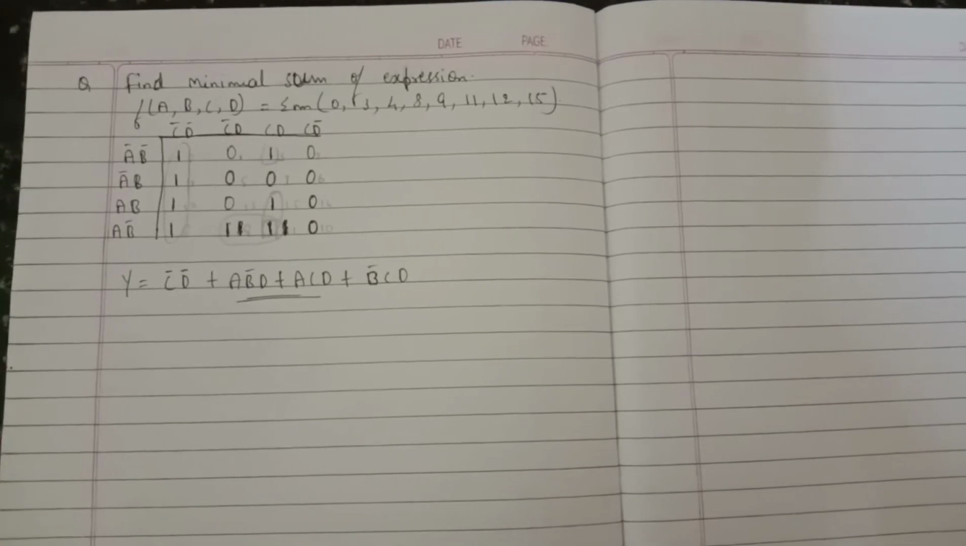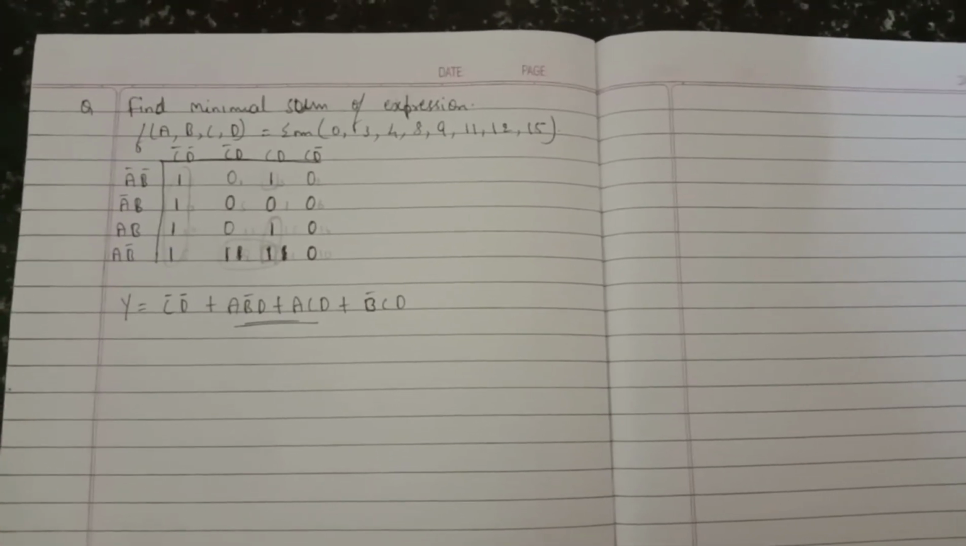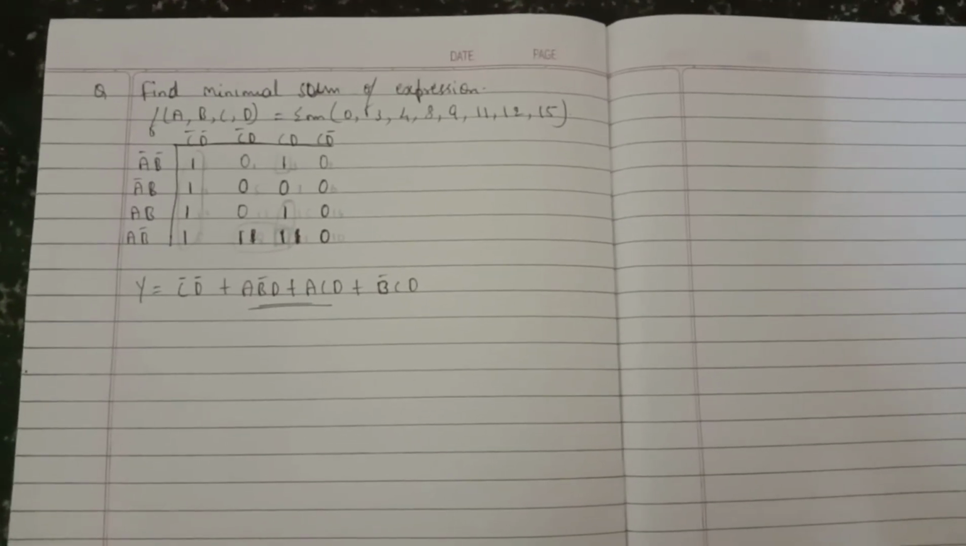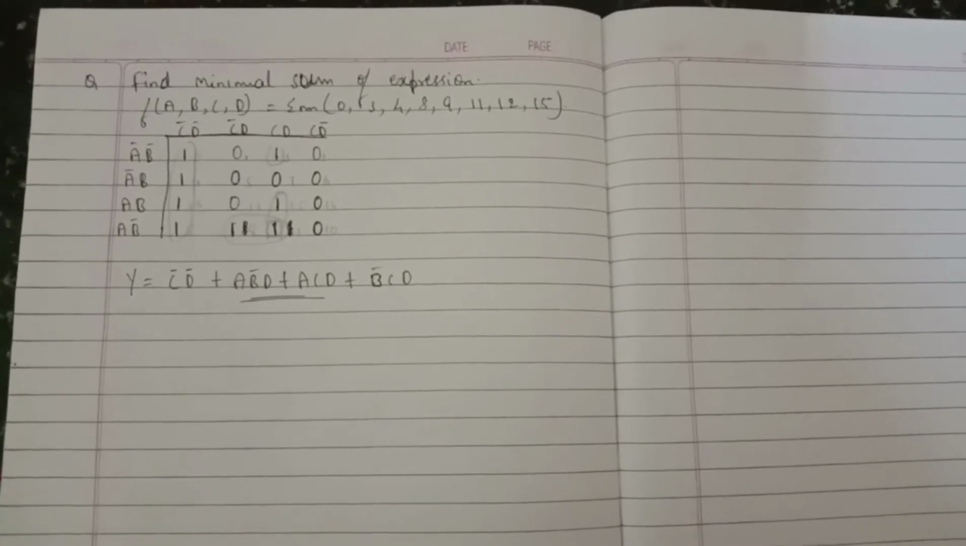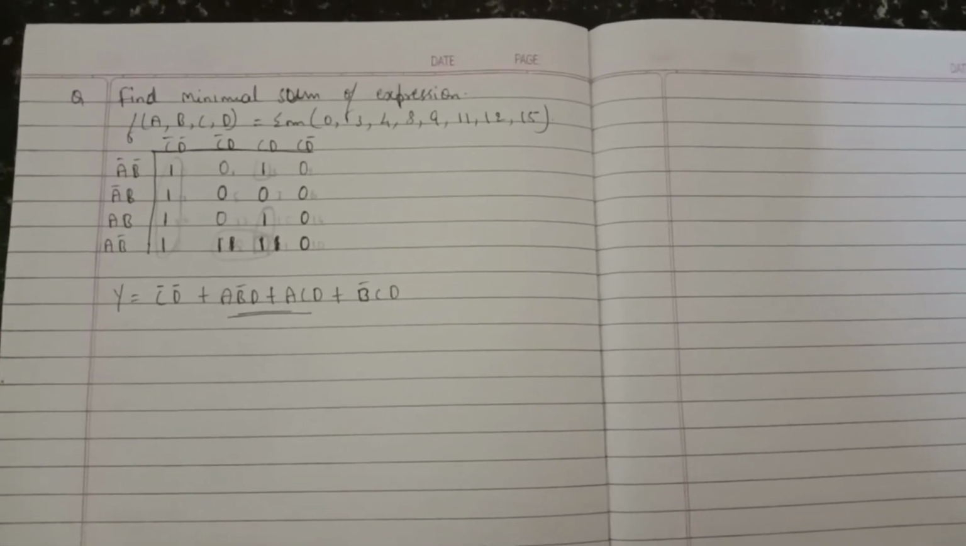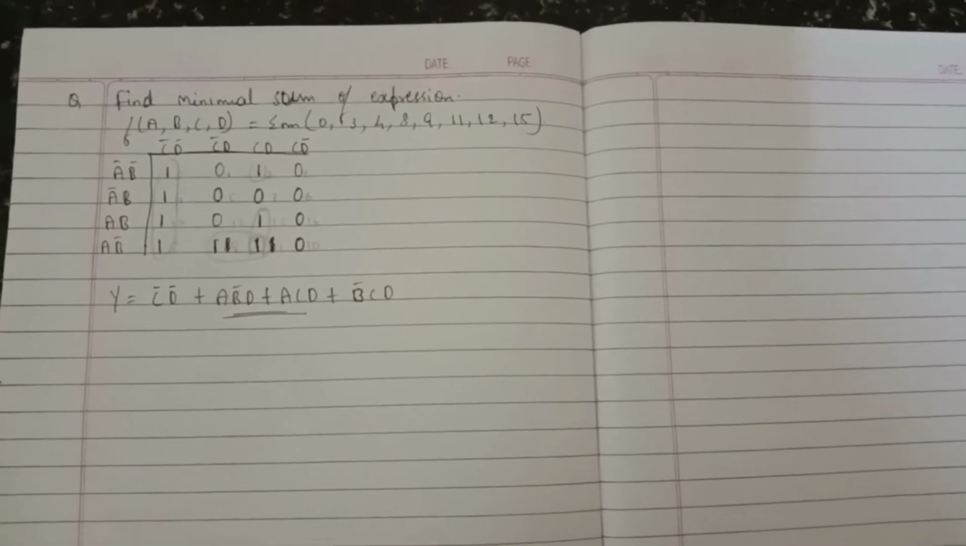First we should see the possibility of quads, pairs and octants. There is 1 quad and 3 pairs. First quad is C bar and C bar D bar plus A, and the 3 pairs are, first pair is A B bar D.